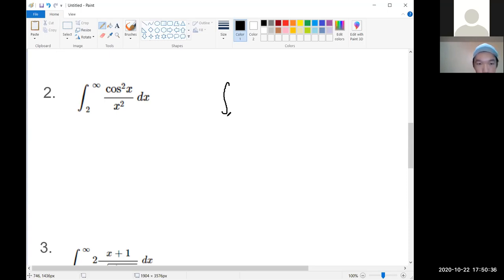Can we just do 1 over x squared? Let's see. Let's think about that. 1 over x squared. Well, if you do choose that one, what will be your inequality sign?